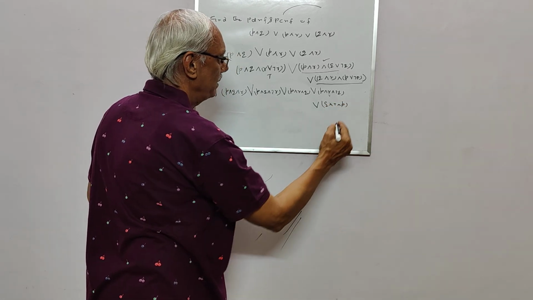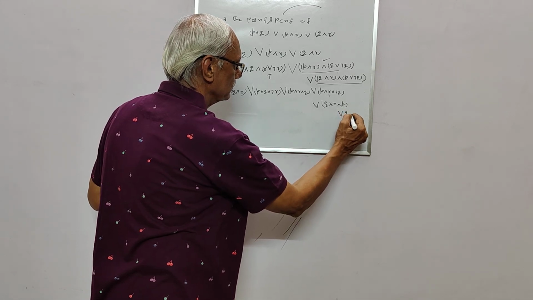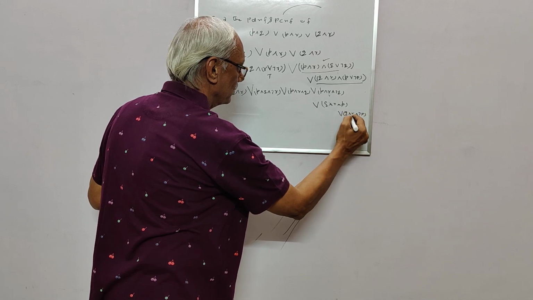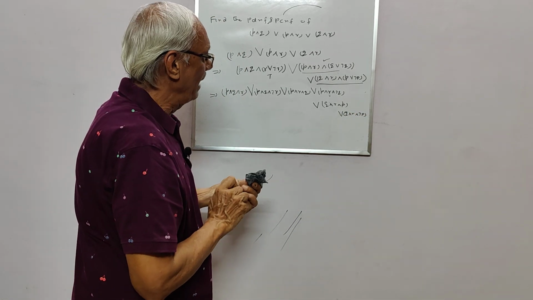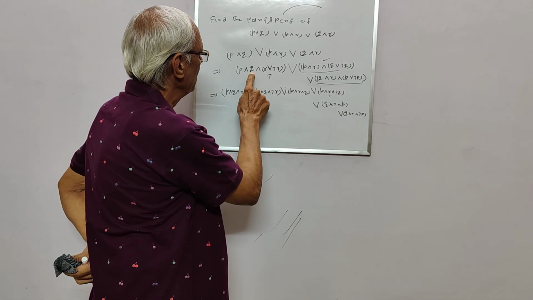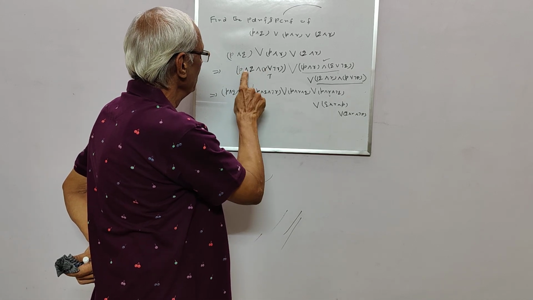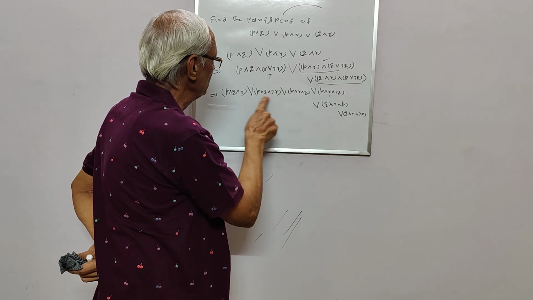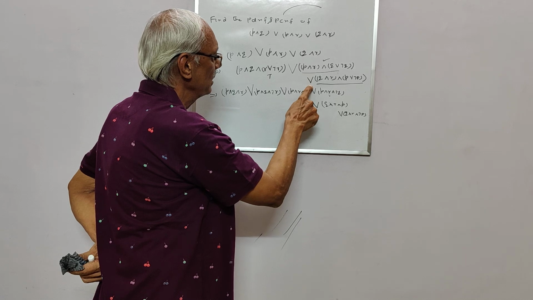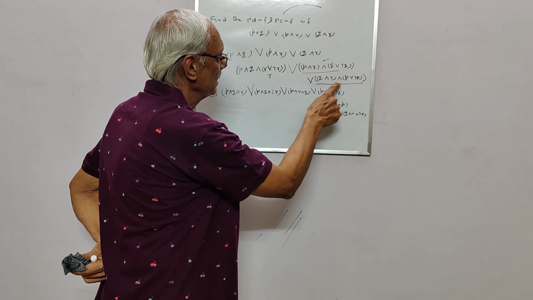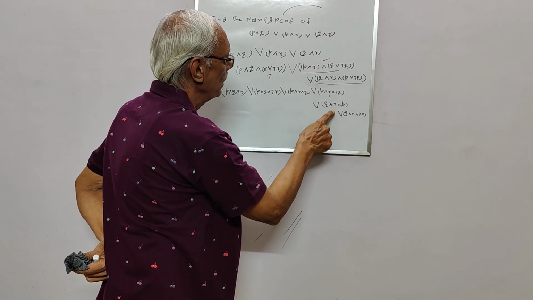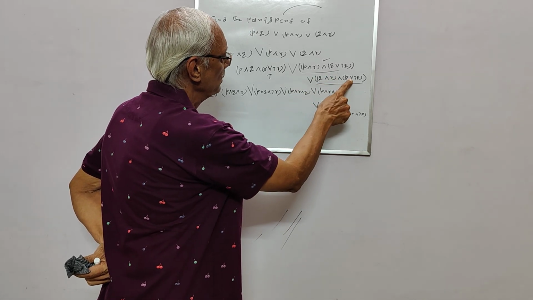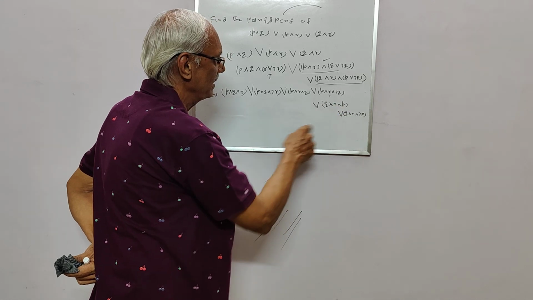Take care to write correctly. So you see that I have written like this, P conjunction Q conjunction R, P conjunction Q, this disjunction. So this disjunction is here, this disjunction is here, this disjunction here. So I am able to write this, and I have written in this way.